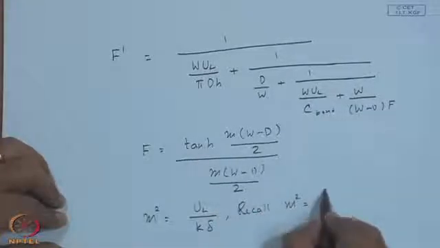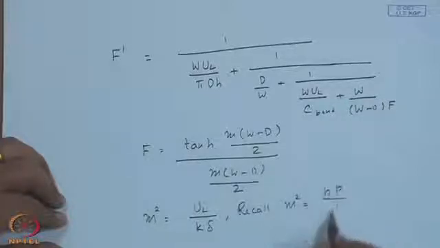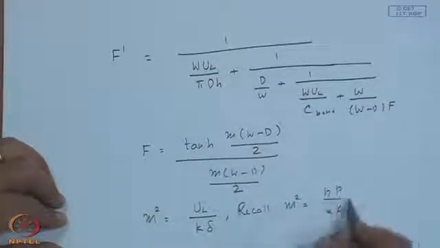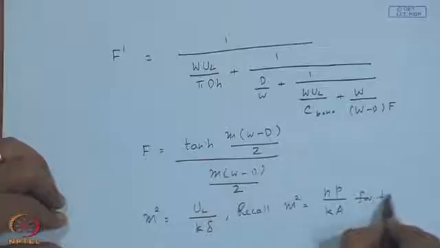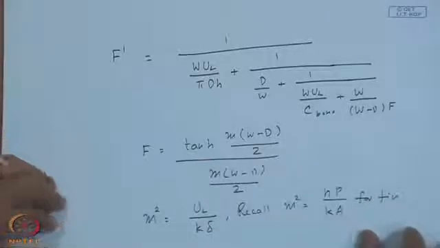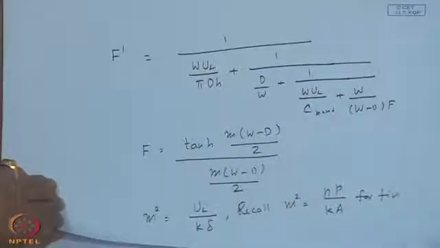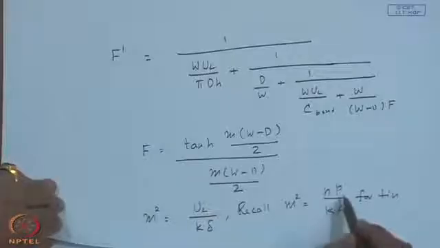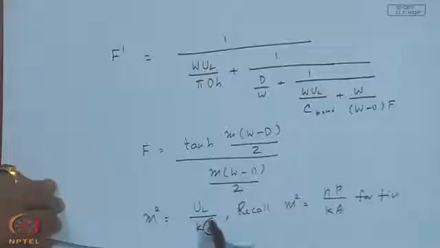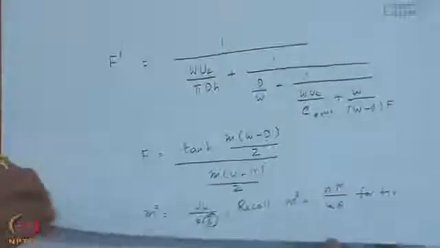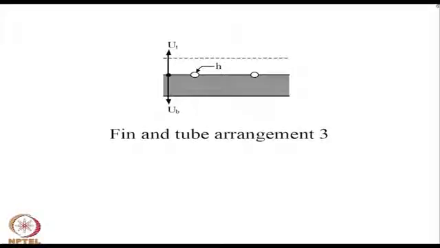Recall that m squared is h p upon k a for fins in your heat transfer course in undergraduate studies, where p is the perimeter, h is the heat transfer coefficient, and area is A. P upon A will have the length dimensions of delta in this instance, and U L and h have the same dimensions.